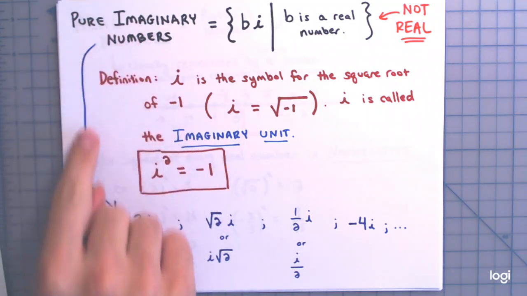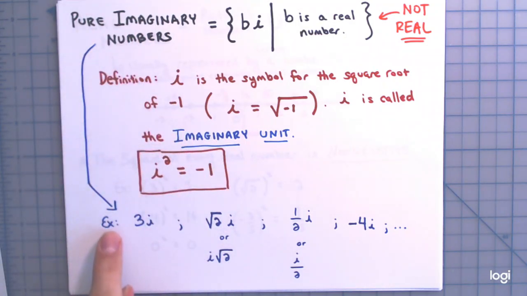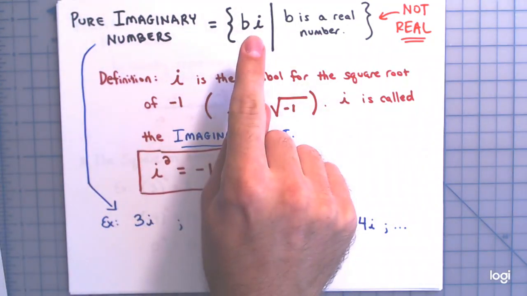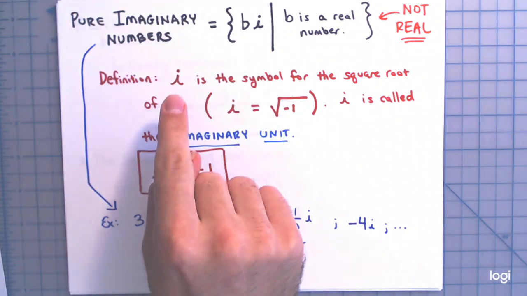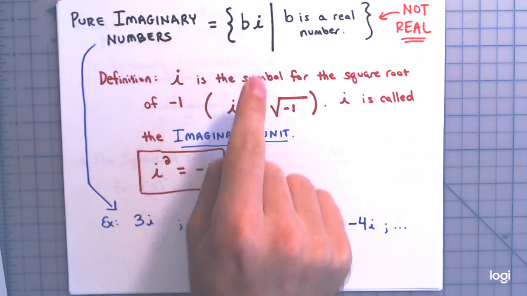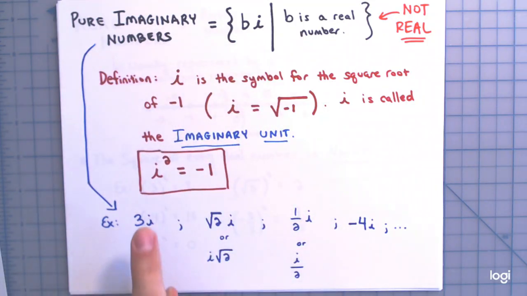It's one of these, again, pure imaginaries. All right, so some examples down here of some pure imaginaries. Again, they all look like this. There's some real number times this I, some real number times the square root of -1. So 3 times I, 3 is real times this I, that's considered pure imaginary.